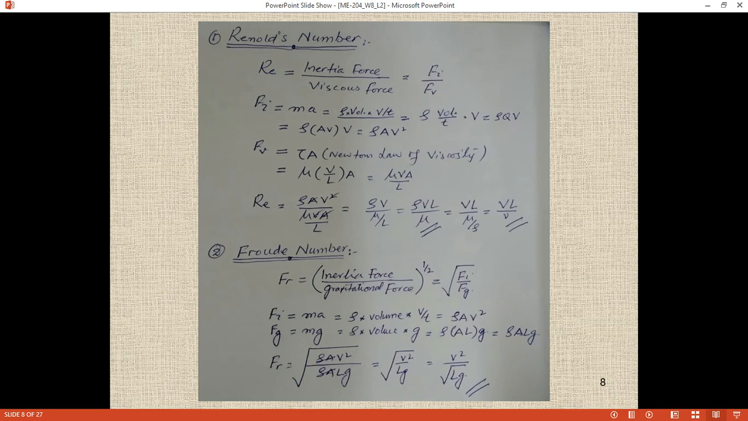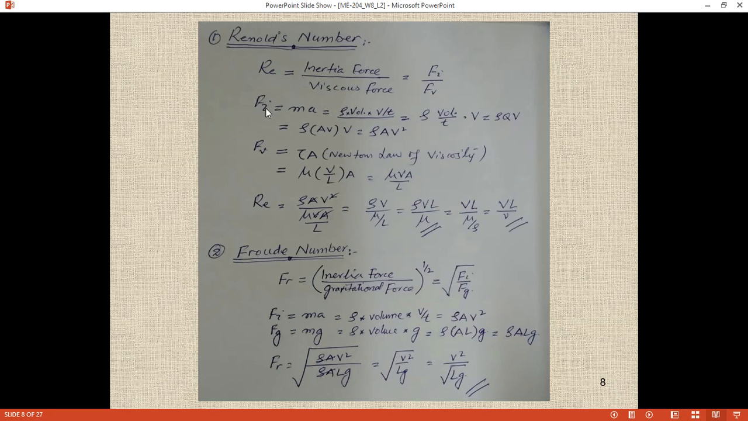So we know that the inertia force is equal to ma. The mass of a fluid is density times volume, multiplied by acceleration. What is acceleration? Velocity over time. So this is the density, and we take this time under the volume, so it becomes the volume flow rate, that is Q. So this will become the volume flow rate, and the velocity will remain here. You see, volume over time is equal to the volume flow rate, and V is the velocity.